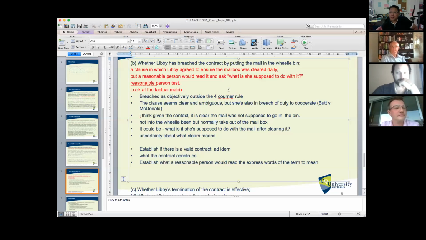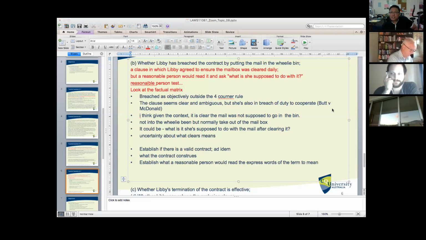I mean, a reasonable person in the position of the parties possibly couldn't conclude that clearing the mailbox would actually mean that the items in the mailbox would be thrown in the wheelie bin. That is not something that we would typically do. Okay, so if you apply that rule, a more reasonable construction would suggest that Libby shouldn't have thrown the mail from the mailbox into the wheelie bin.